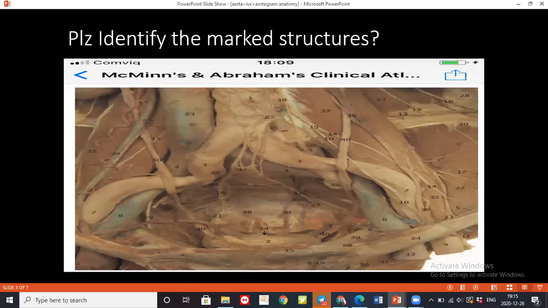At the brim of the pelvis. It is at the level of L2. Okay, but what is the relation? Is it anterior or posterior to the ureter? Okay, we'll come back to that later.